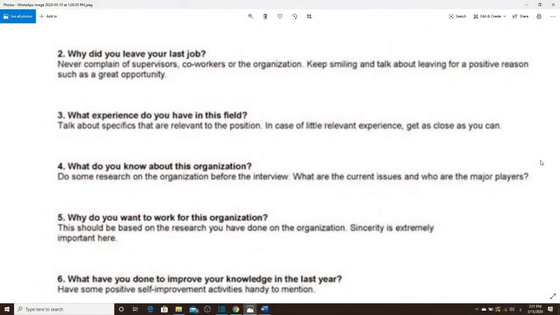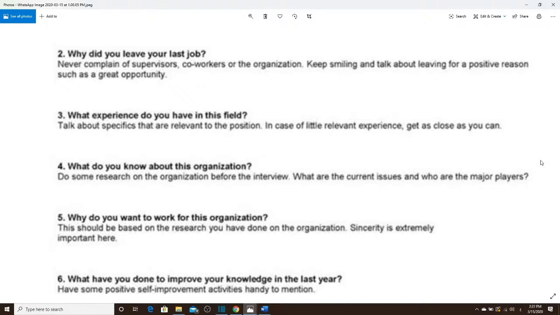So what experience do you have in this field? Talk about specifics that are relevant to the position. Talk about your specific experience related to the field you are applying for. For example, if you are applying for a child care job, what is your experience in child care? Don't speak about your experience in other jobs.